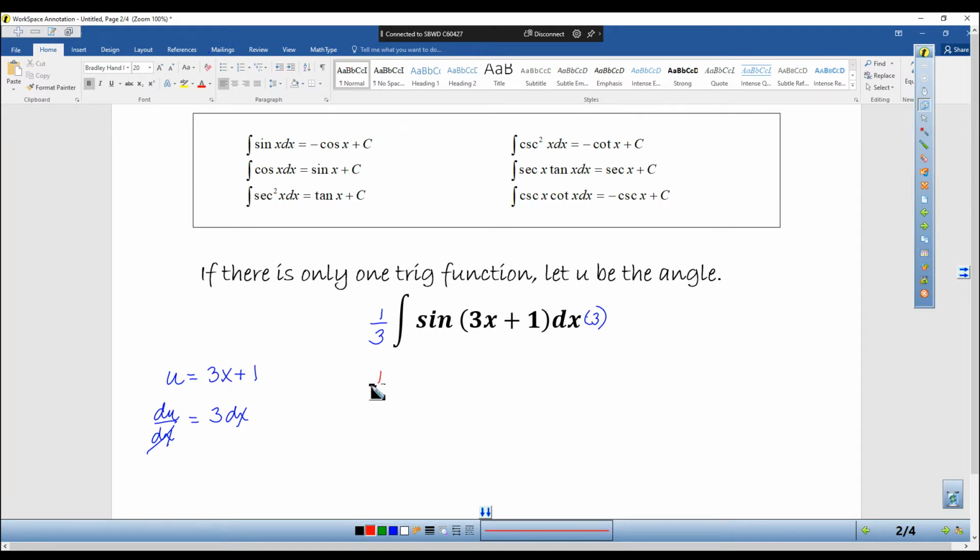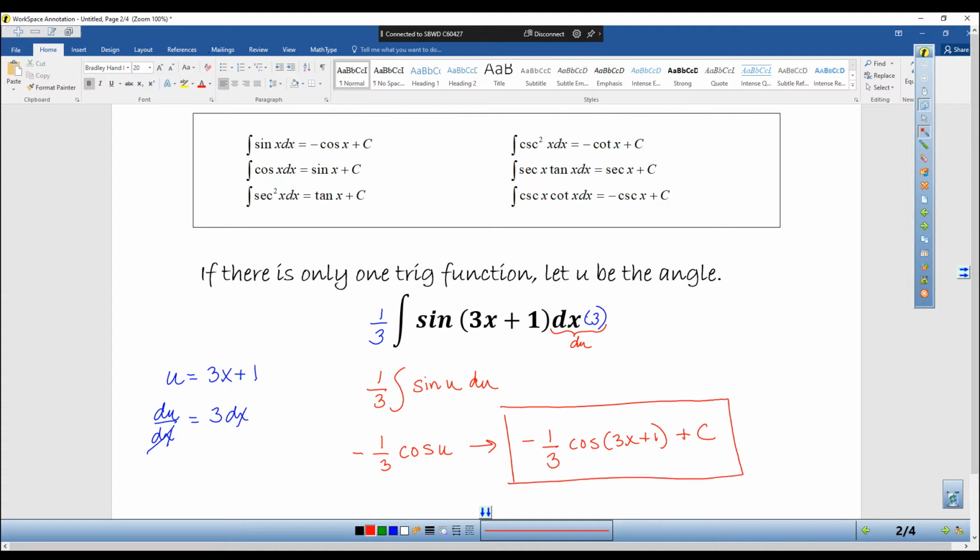Now I can rewrite this integral as 1/3 the integral of sine of u du. All of this is my du. And then I look up at my chart there and I see the formula is that the integral of sine is negative cosine. I don't want to put the negative here because that'll look like subtraction. So I'm going to move my negative out to the front. Negative 1/3 cosine of u. And as a final step, you do want to put the u back in, which is 3x plus 1. Add your c, and you've done a trig integration.